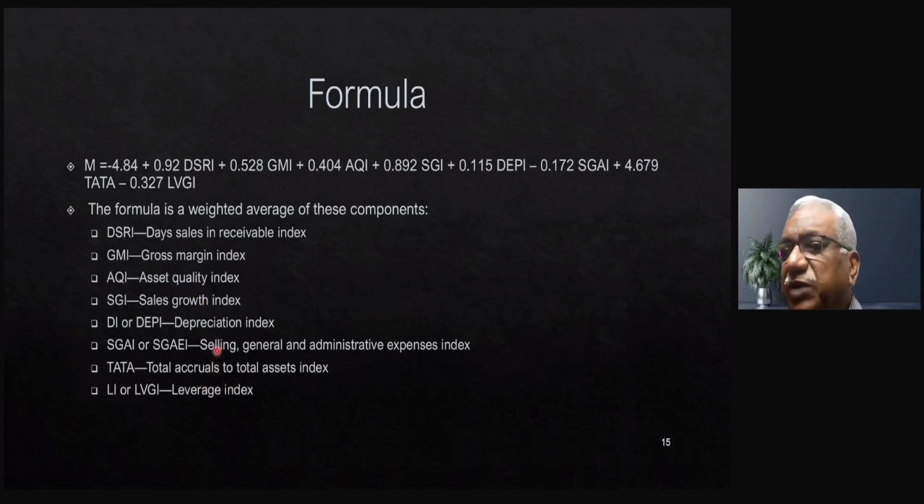Now, all these indices, like the leverage index, the stockbrokers and investment treasury departments, banks and NBFCs, they all work out these ratios. The only thing is we have to put them into an equation with the specific weights, and some are subtracted, some are added, and this M is the final answer we get.